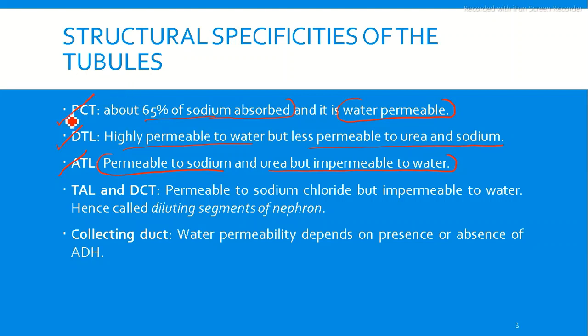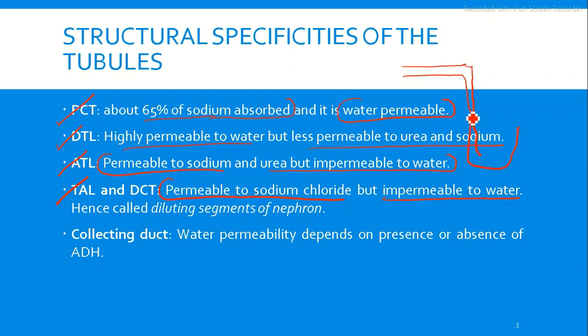Then we have the next point, that is the TAL and the DCT. This particular part is permeable to sodium chloride and impermeable to water. So what happens over here is that this is the PCT, then we have the loop of Henle. This is the descending part of the loop of Henle.